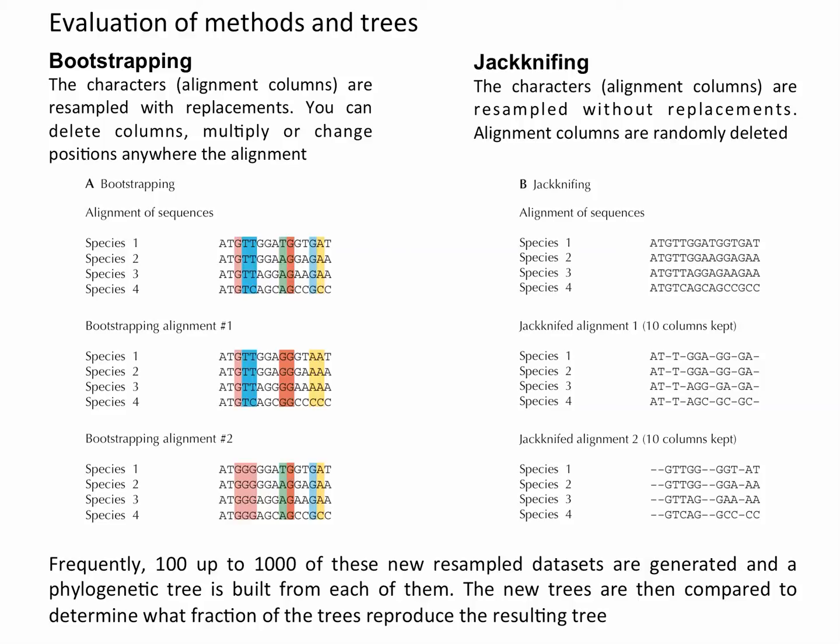This is the same for the jackknifing method, but in this case, the characters, the alignment columns, are resampled without replacement. For example, here we observe that some columns of the alignment are simply deleted.